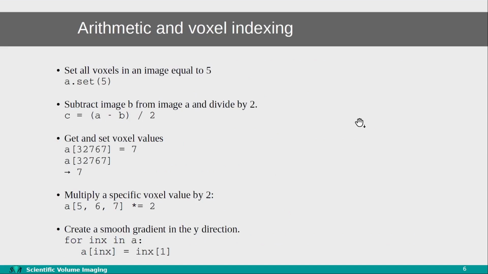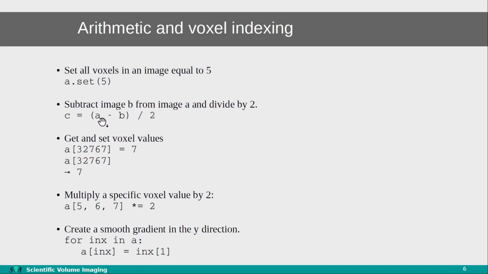So one of the nice properties of these image objects is that you can use them directly in mathematical operations. Here we can see a simple operation where we set all the voxel values in an image to 5. So A will be an image and we do A.set(5), so every voxel in the image will be 5. But then we have these special overloaded operations where you can treat the images, so A, B, and C here, as if they are numbers.